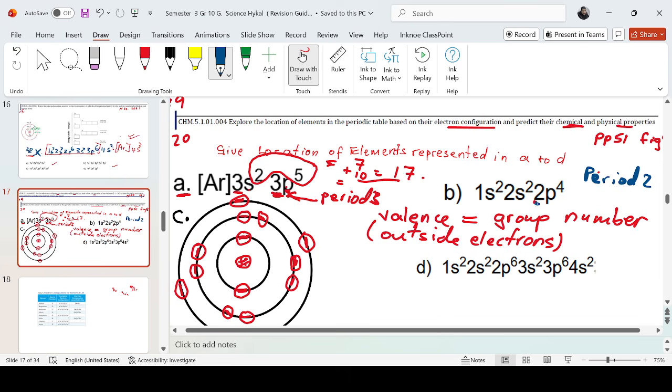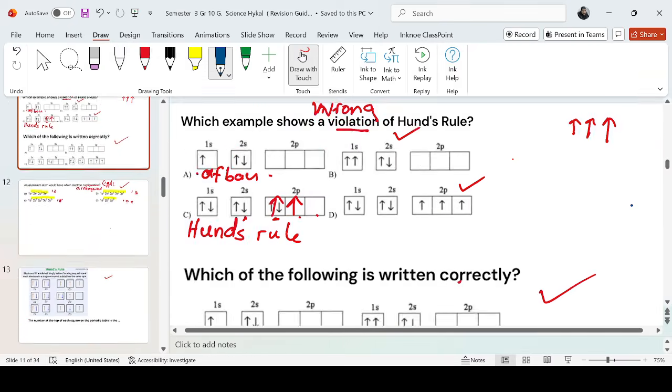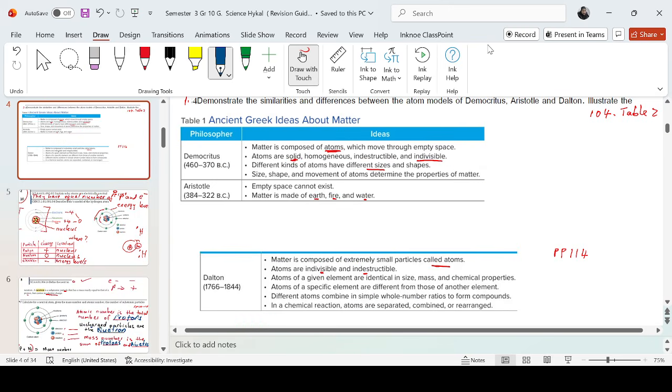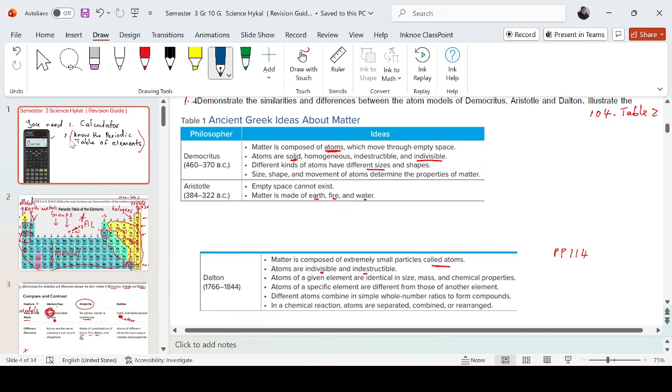Because the last level is 2. What about the valence? Valence electrons, 4 plus 2, 6. To get the group, I add 10, 6 plus 10, group 16. So if I say period 2, group 16, when I go to the periodic table, group 16, period 2.